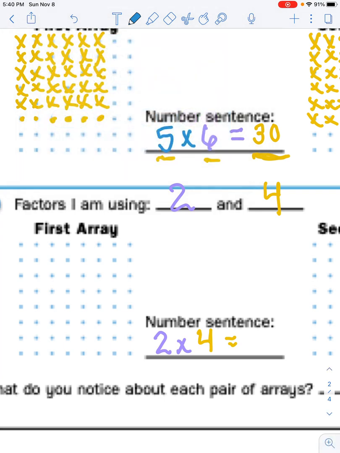Okay, and then I'm going to make my arrays. First number means how many rows there are, and the second number is how many are in each row. So first I'll do how many rows. There's 2 rows, and then there are 4 in each row. So 2, 3, 4, 1, 2, 3, 4, good, and 1, 2, 3, 4 in this row. Awesome. So since it's such a small number, I can just count up how many x's I have, and I can see that I have 8 x's. So 8 would be my answer.